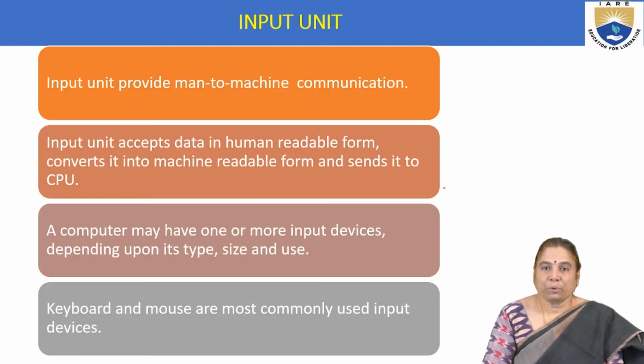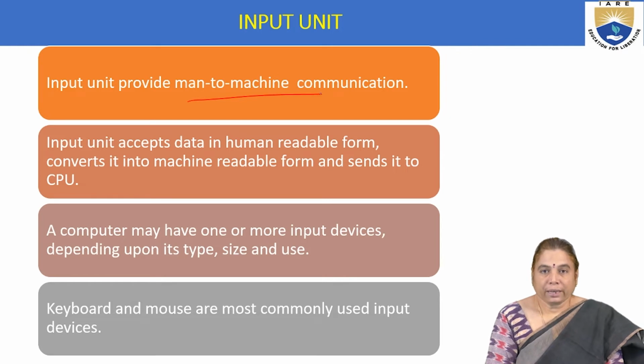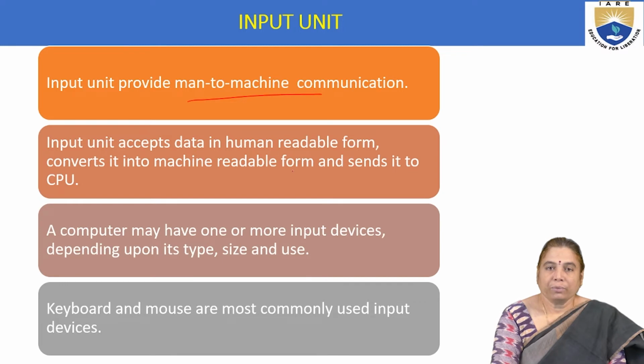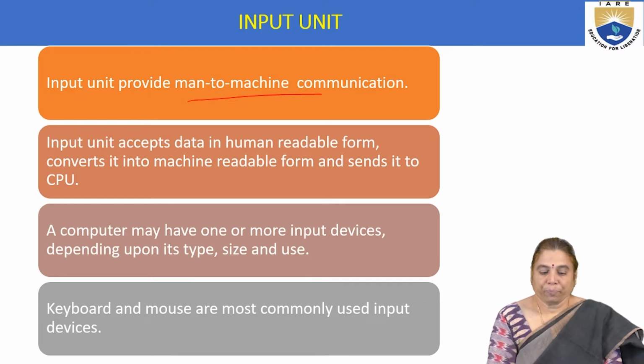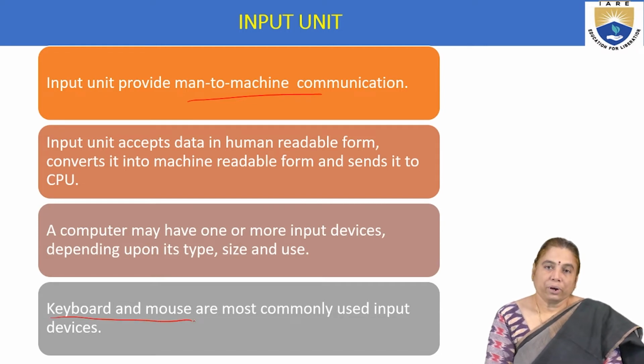First we will discuss the input unit. The input unit majorly provides man to machine interaction. It takes data from the user, converts it into computer readable form and supplies it to the CPU. A computer can have more than one input device. Depending upon the user requirement, these devices can be connected to the system. Keyboard and mouse are the majorly used input devices.